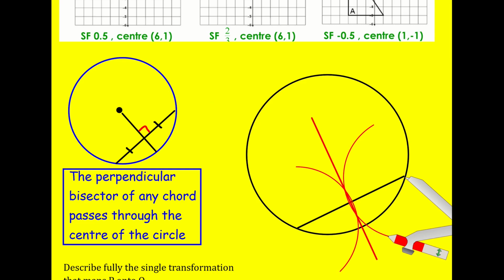And what the circle theorem says is that essentially, this will go through the center of the circle. Now I don't know where that is at the moment, so actually, if I wanted to, I could draw another chord and do the same again. I could find the perpendicular bisector of that.